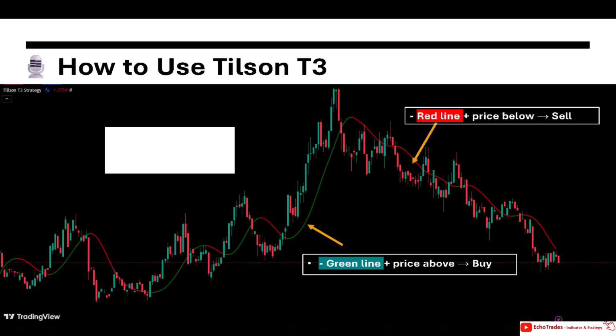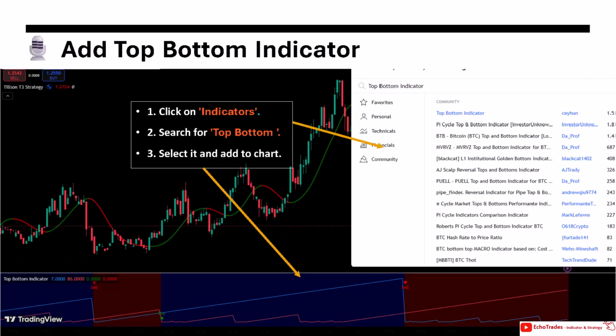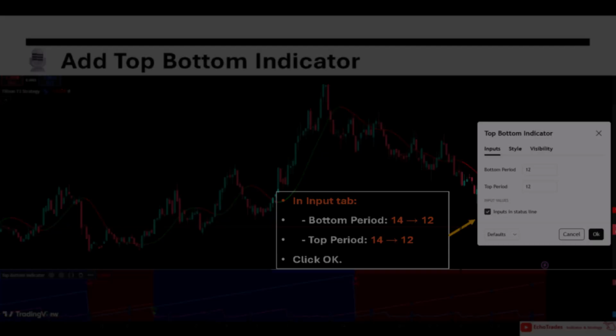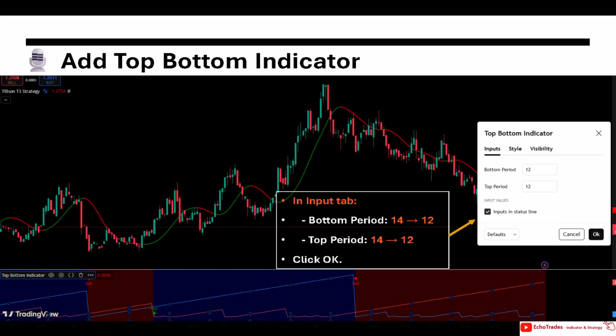But you mentioned a second indicator for confirmation. Trading on just one can be tricky. How does the top-bottom indicator fit in? Exactly right. You rarely want to rely on just one thing. The top-bottom indicator adds that extra layer of confirmation. You add it the same way. Click Indicators, search top-bottom, add it. Any settings tweaks for that one? Yep, another small adjustment. Find the bottom period and top period settings. They usually default to 14. Change both of them to 12. Both to 12. Why 12 again?